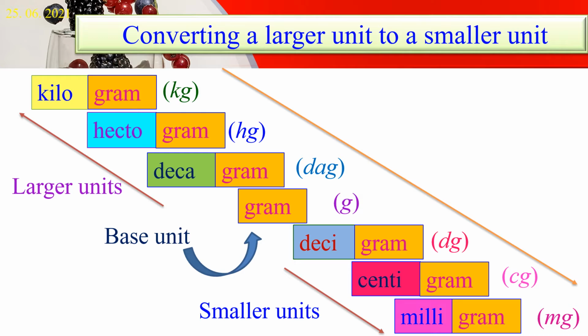So, if you want to convert a larger unit to a smaller unit, for each step we have to multiply by 10. For every step or every movement from larger to smaller, we have to multiply by 10.